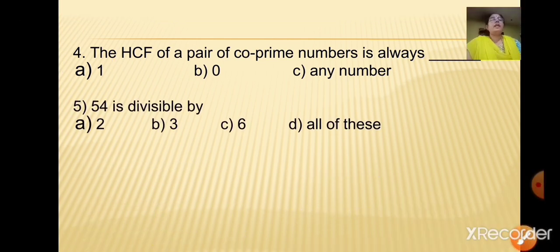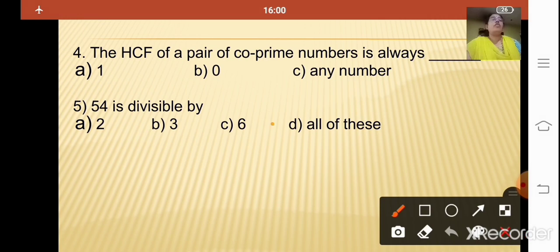Coming to the fifth one, 54 is divisible by 2, 3, 6 or all of this. Now 54 is divisible by 2. Why? Because the number in the ones place is 4. It is divisible by 3. Why? Because 5 plus 4 is 9. So 9 is a multiple of 3. It is also divisible by 6 because 6 9s are 54. So your answer should be all of this.